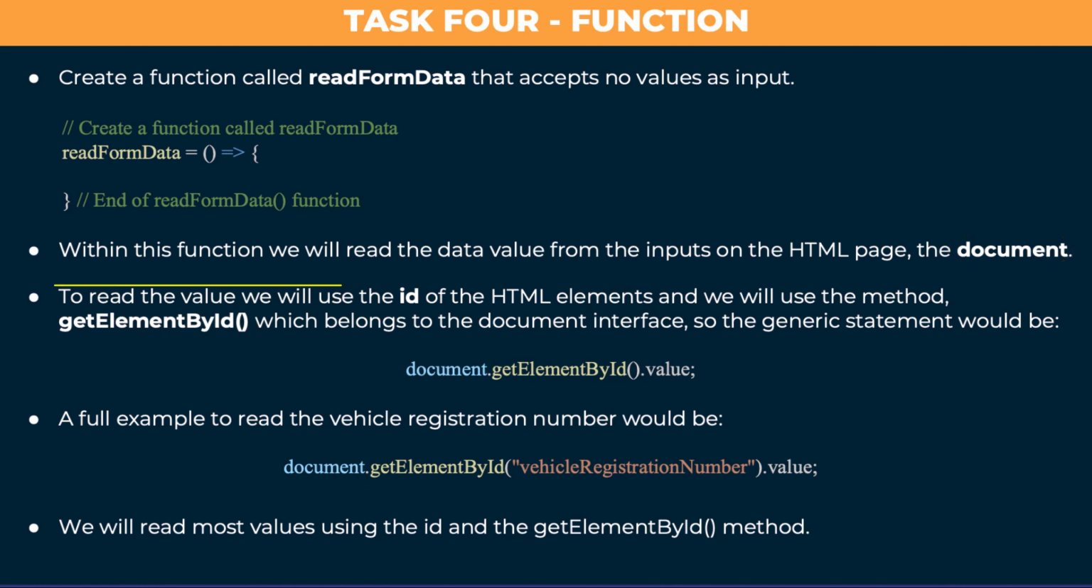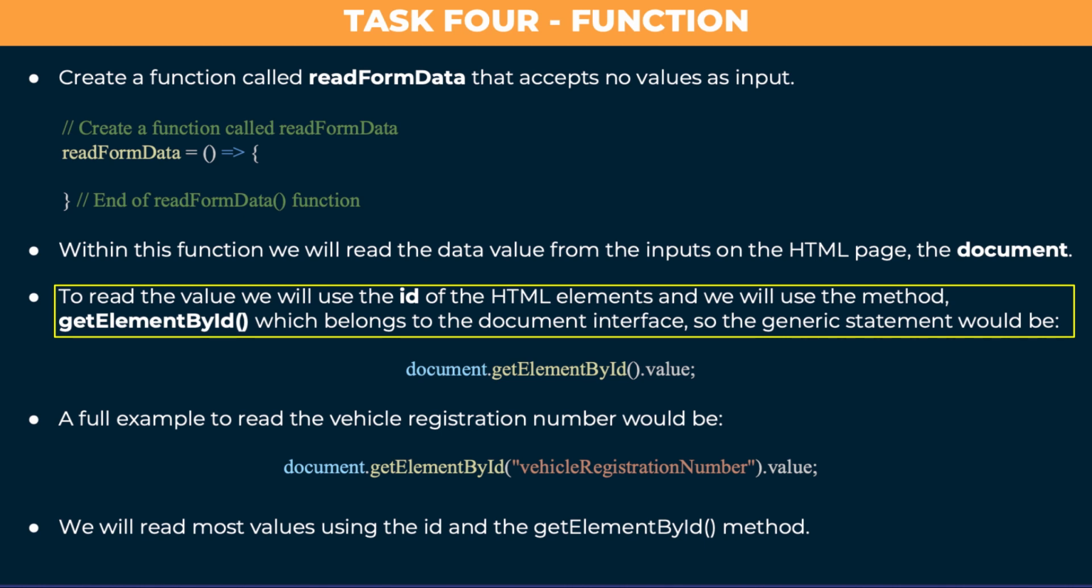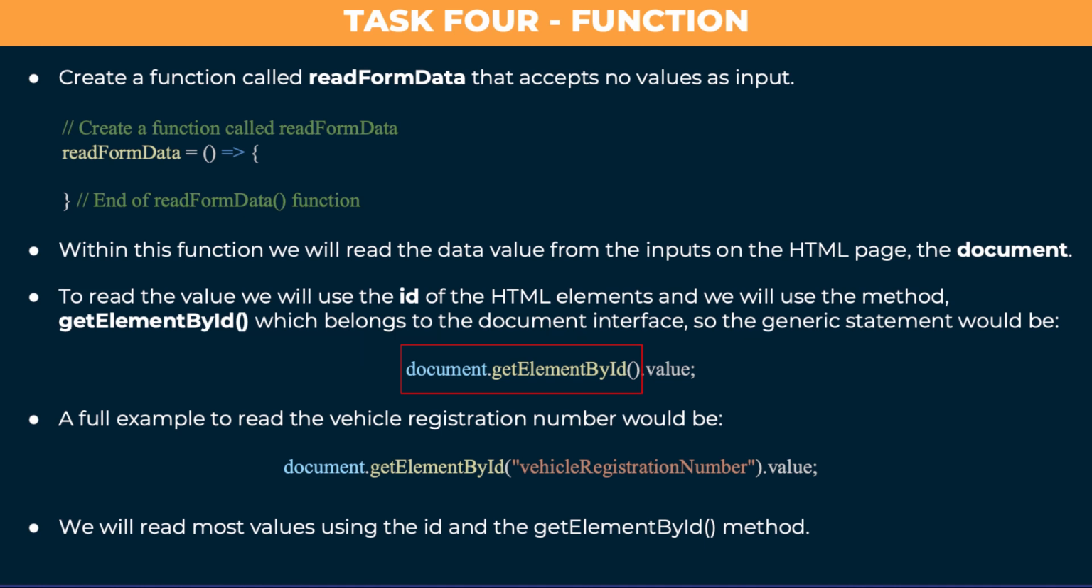So for example, to read the value, we will use the ID of the HTML elements. So we will use get element by ID, but it will actually be document dot get element by ID, because it is the document, and that is really an interface that we use. So document dot get element by ID. So we will get the element by its ID, but we actually want the value that the person has typed into that, or that we have assigned to that particular element. So we then use a thing called dot value, which is a property.